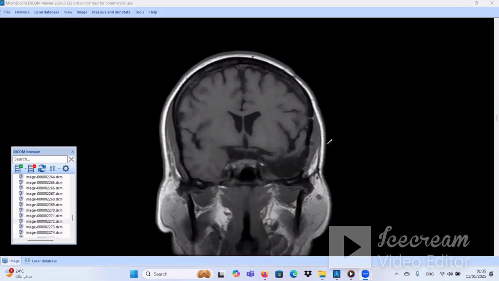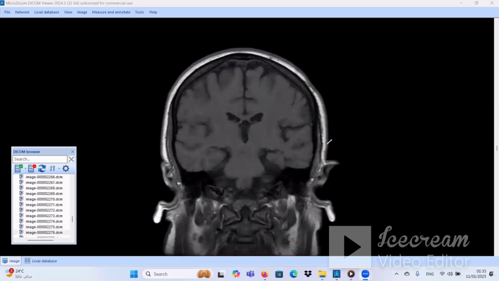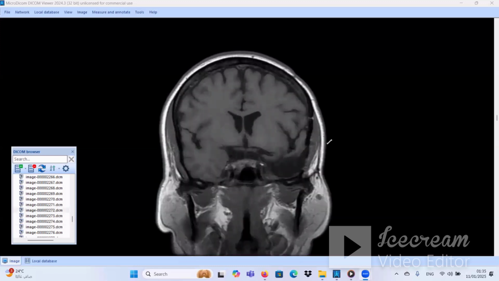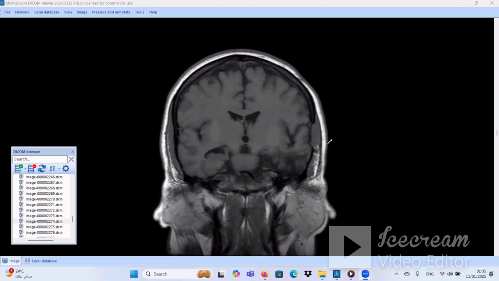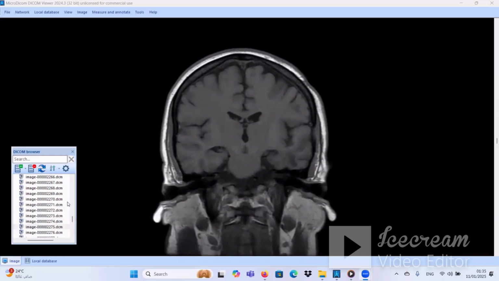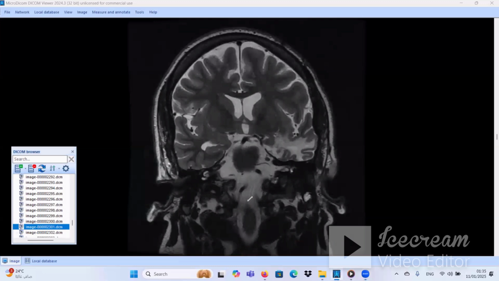Really, we don't have a complete history for the patient, whether there was any abscess or infection, maybe something neoplastic. We don't have the exact history for the patient. But the patient has recent onset of epileptic fits. So let's go to see the coronal image. Look for the right side.